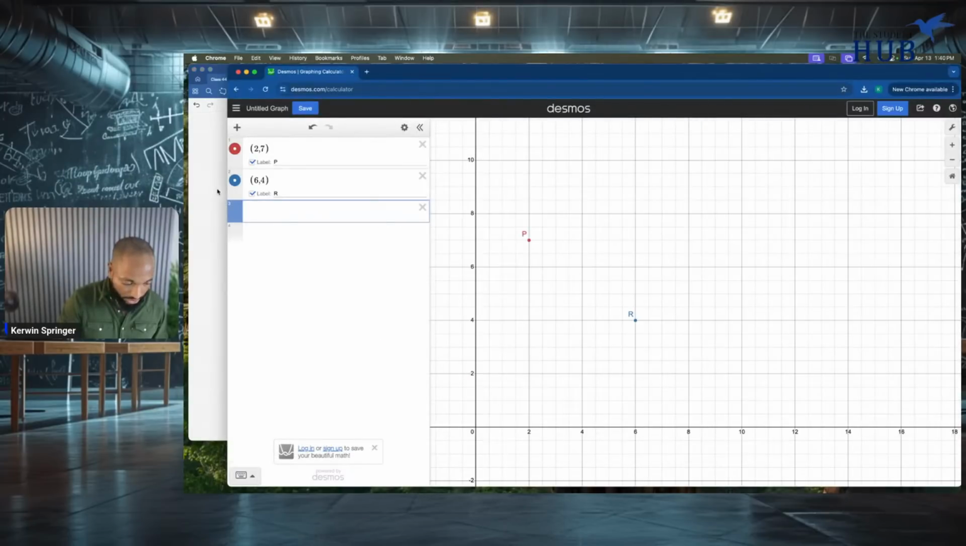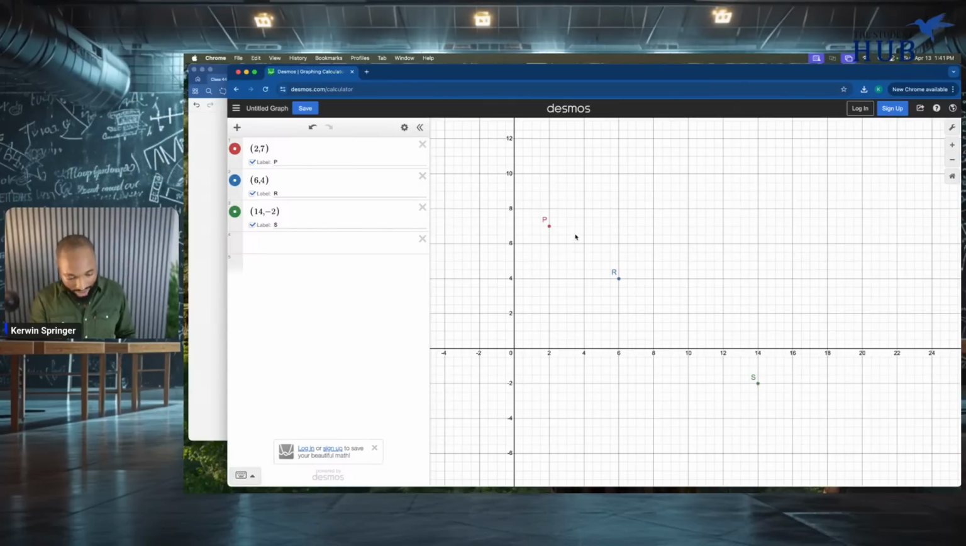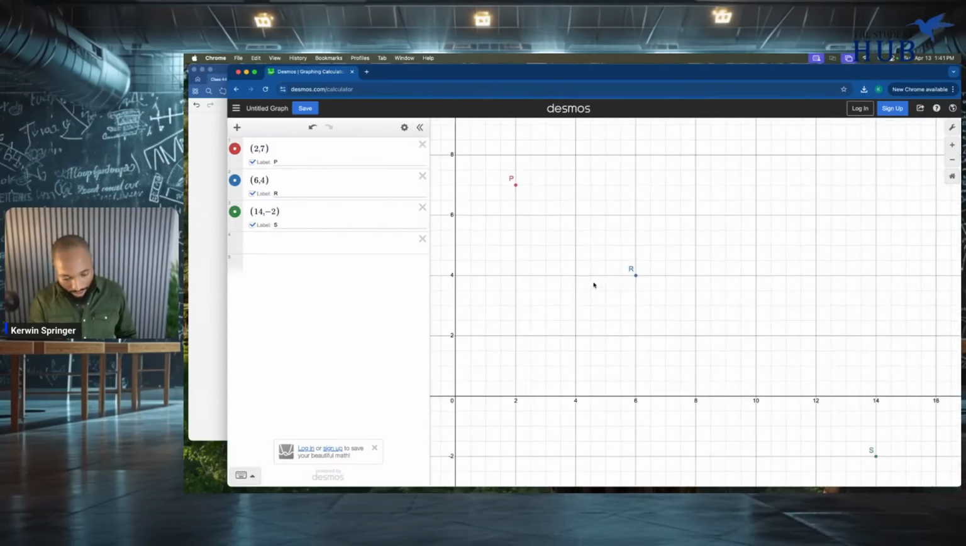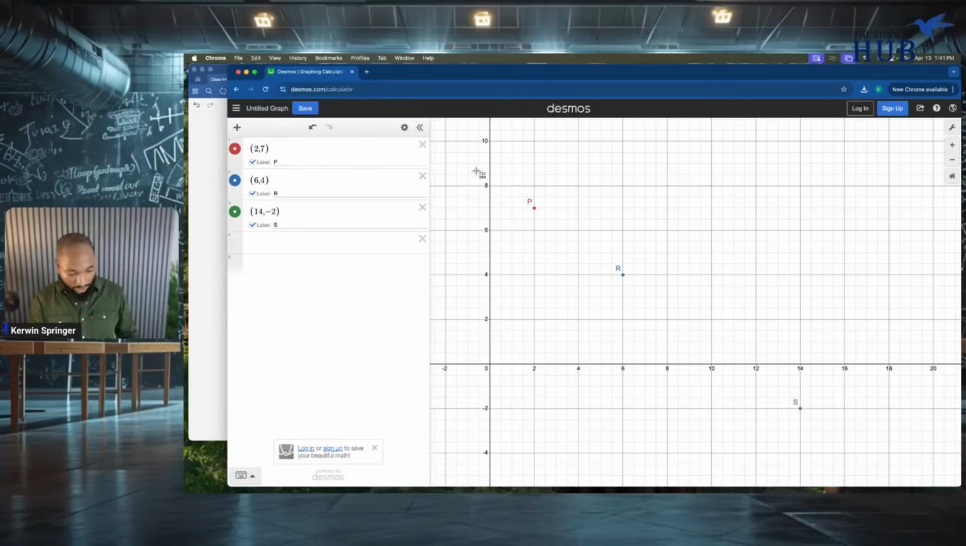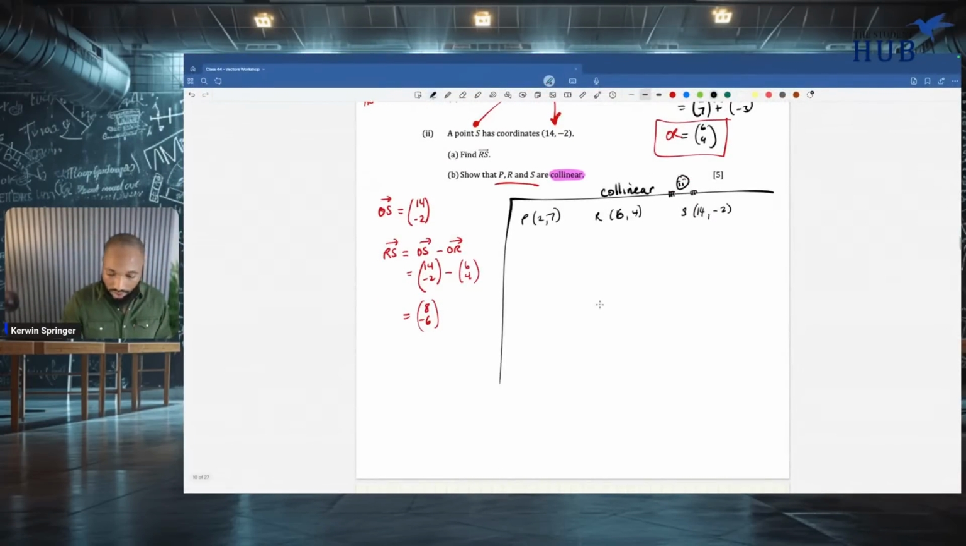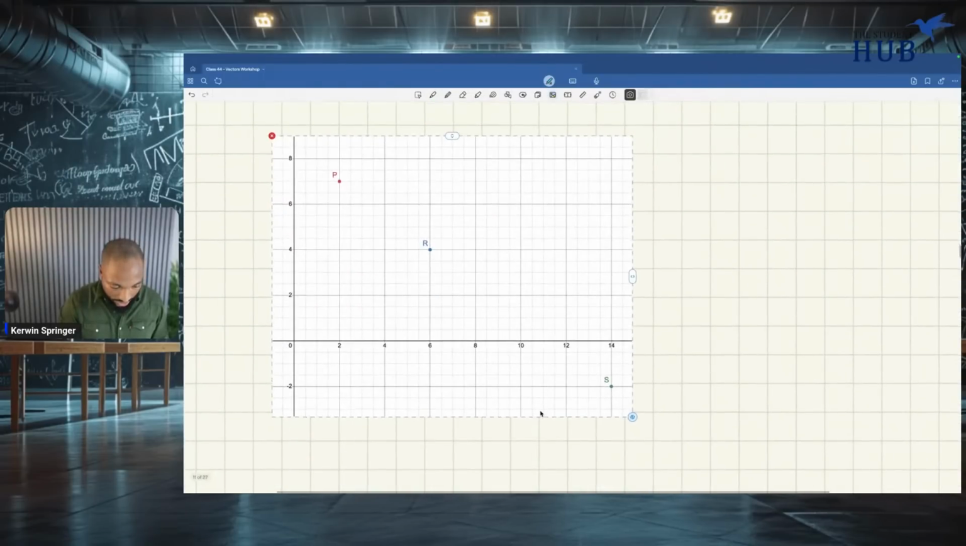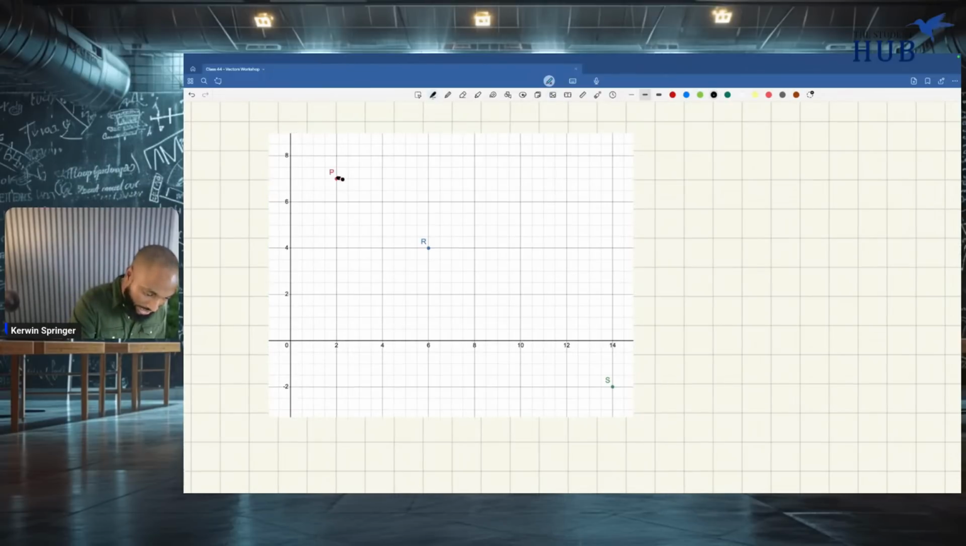14, negative 2 is the next point. Maybe you're already beginning to see what's happening here. This is point S. Watch this. Now you understand what collinear means? If I were to draw a straight line, do you see that it will connect all the points? But how do we show this? We can't pull out decimals and draw and say look, it looks like it's on a straight line. Collinear means lies on the straight line. If I draw a straight line there, it does indeed lie on the straight line.